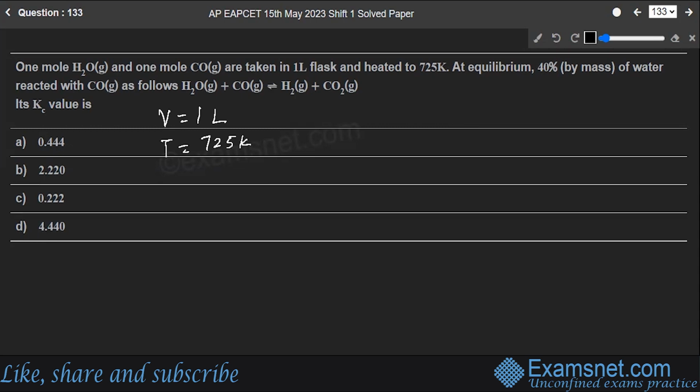The equilibrium reaction will be given by water plus carbon monoxide. It gives you hydrogen gas and carbon dioxide gas. And this is a forward and backward reaction, and this is the equilibrium reaction. So initial moles, let's say for water, here you have carbon monoxide, hydrogen, and carbon dioxide.